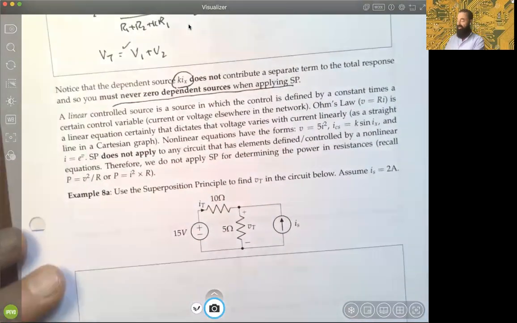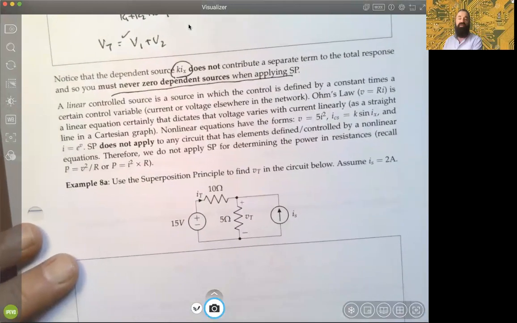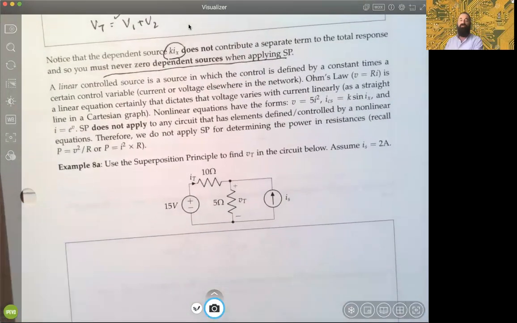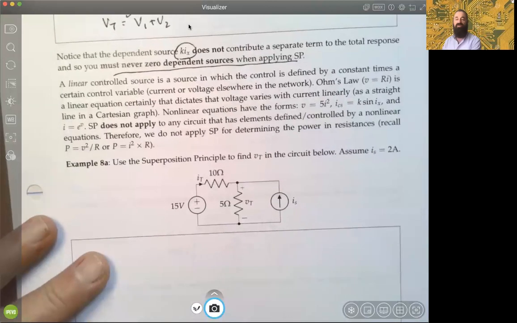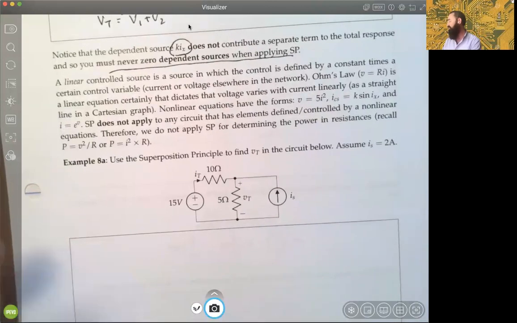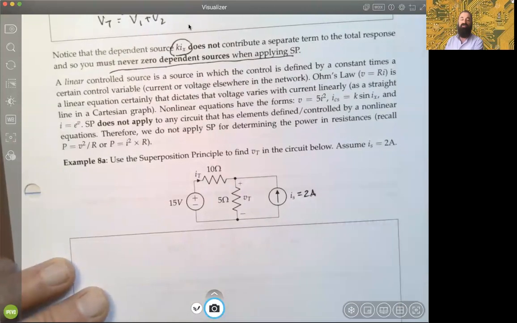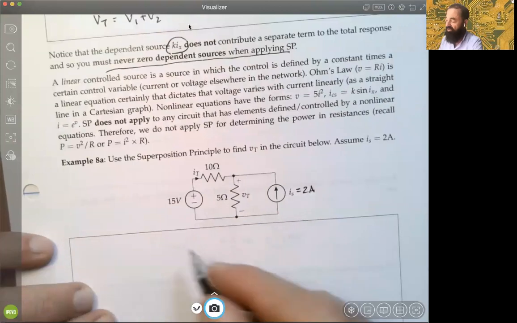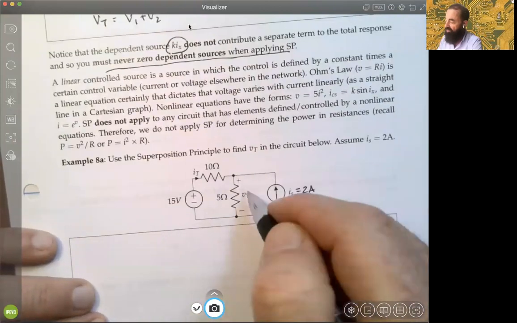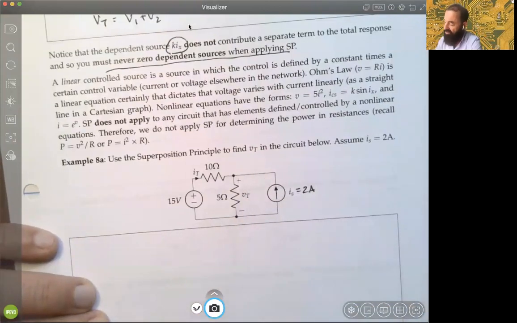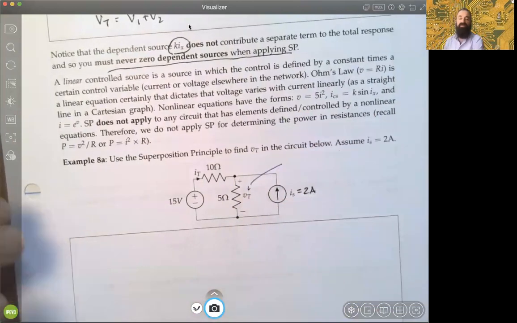So let's look at example 8a, the bottom of page 77, and apply this principle. And I think you'll like this. It's very, very straightforward. It's easy to implement because we know exactly the strategy is to zero one source out, to leave one source left at a time. So here we're assuming that we have 2 amps on this current source. And the first thing we're going to do is, our goal is to find this voltage here, the voltage through the 5 ohm resistance, right?